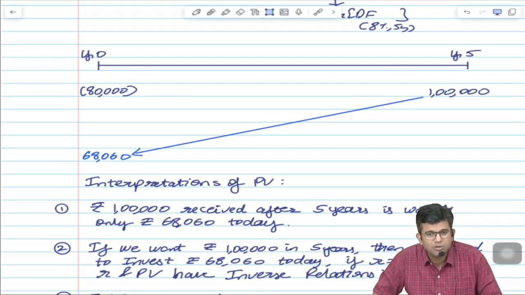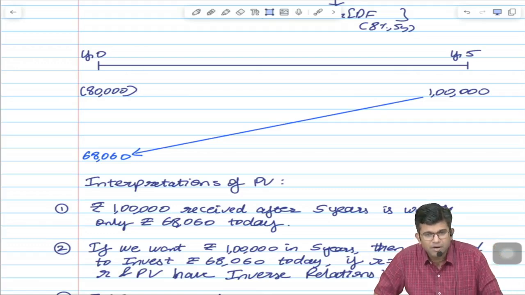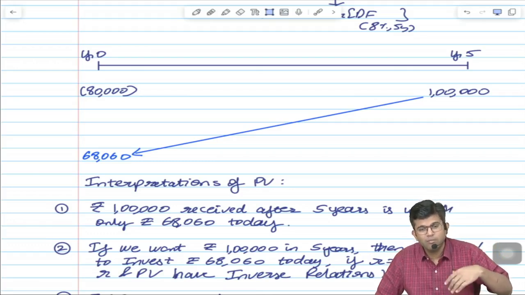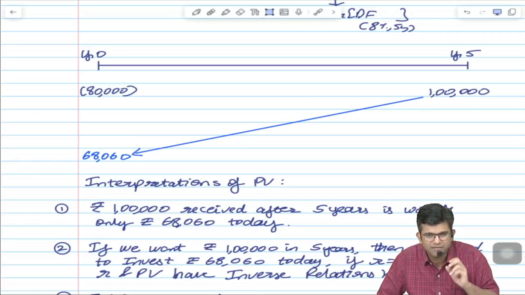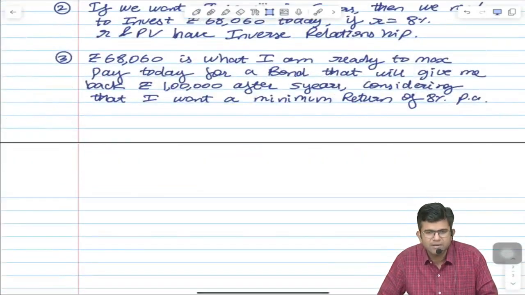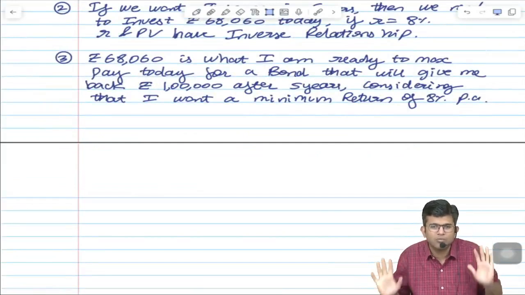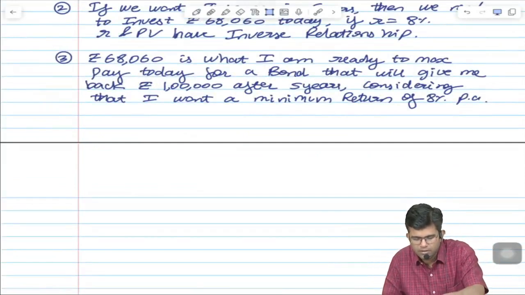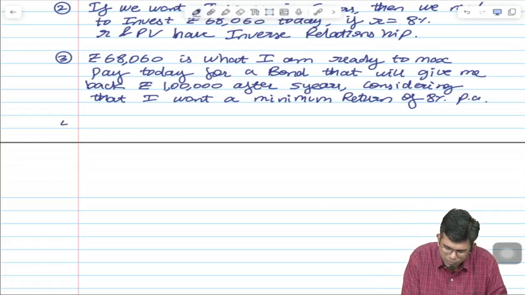Because then I will be able to generate a return more than 8%. But if you ask me to invest something more than 68,060, then I will not, because that journey will give me a return less than 8%. Everyone clear till here? So you understood this line now, everyone? Max I am willing to pay, not a rupee beyond it. Okay. And then students comes the last interpretation, interpretation number 4.